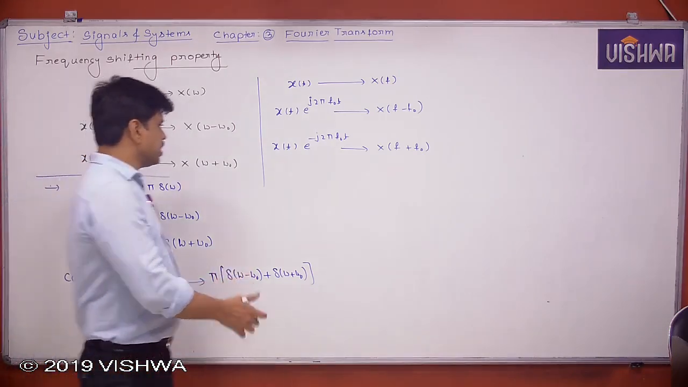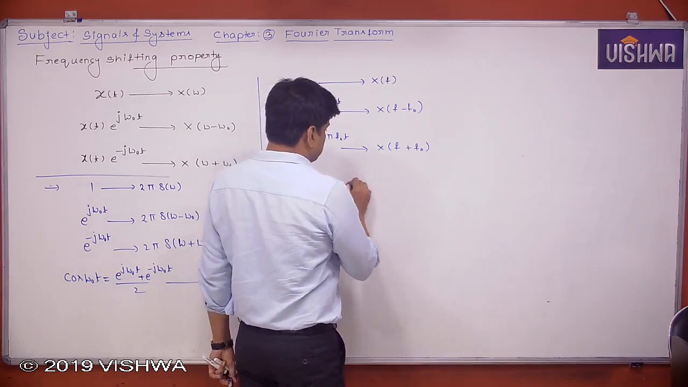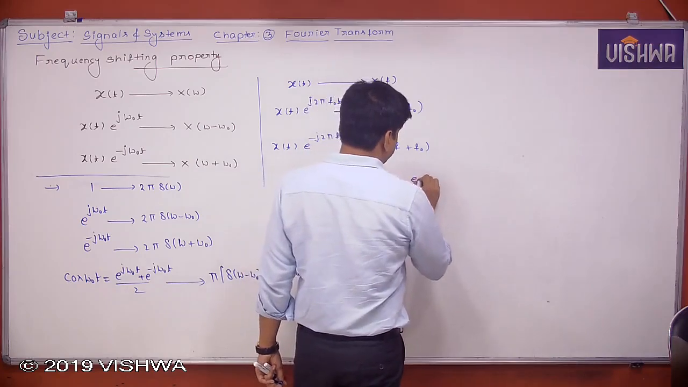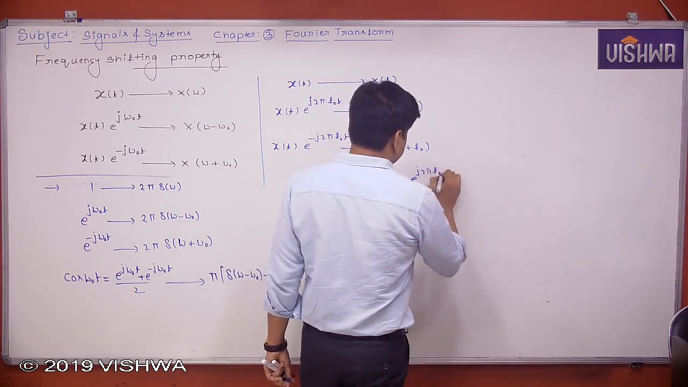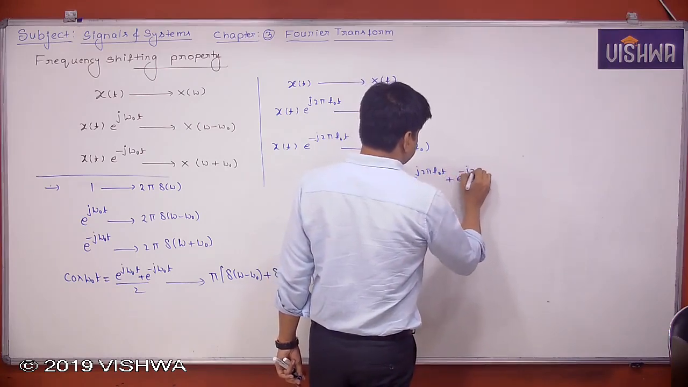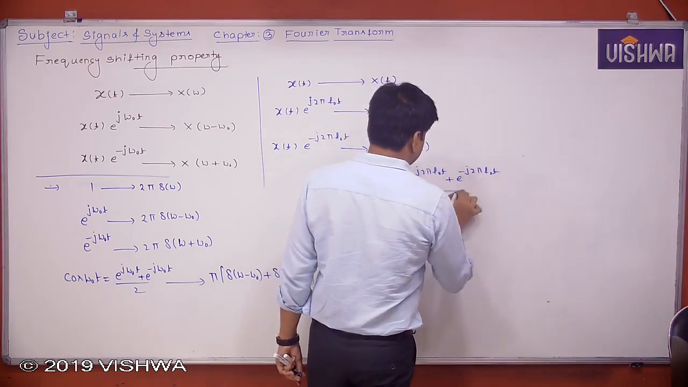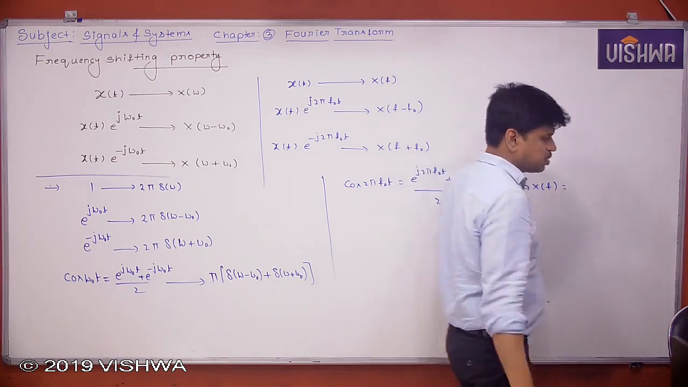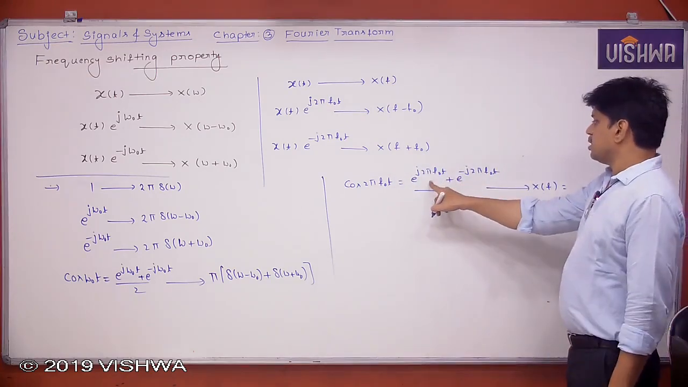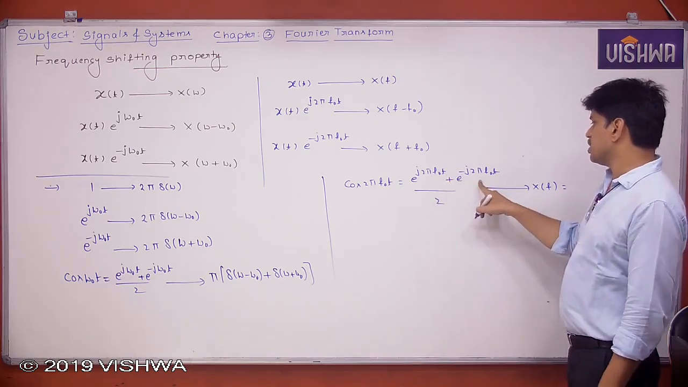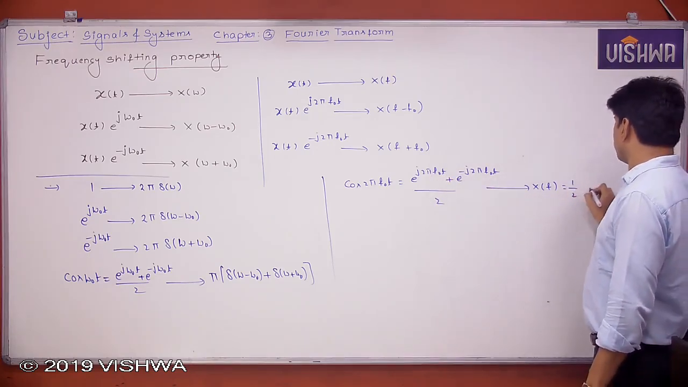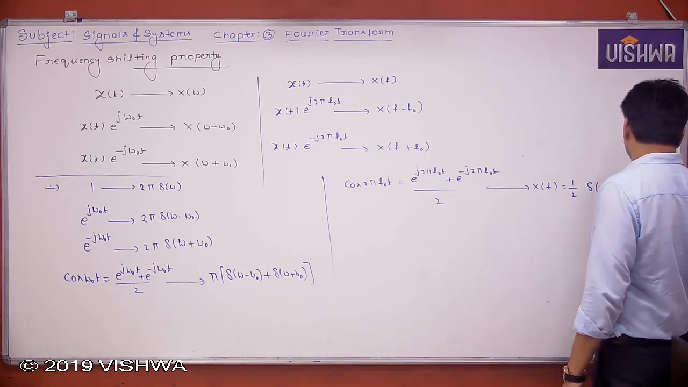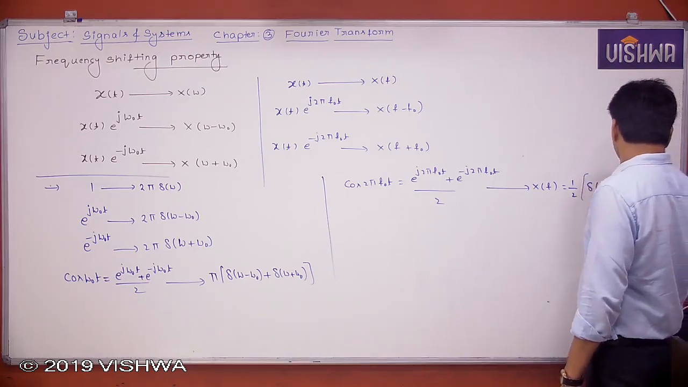In a similar way, in the f domain, cos 2 pi f naught t can be written as e power j 2 pi f naught t plus e power minus j 2 pi f naught t, divided by 2. So for this, what is x of f? For this function it is delta f minus f naught, for this function delta f plus f naught. So 1 by 2 of delta f minus f naught plus delta f plus f naught. So this is the x of f we got.